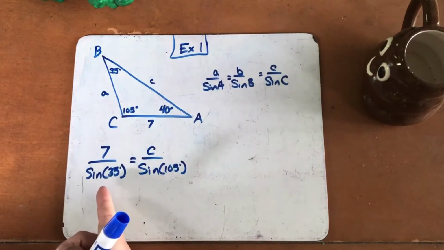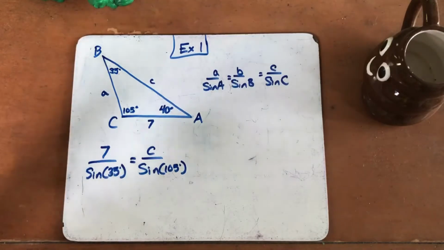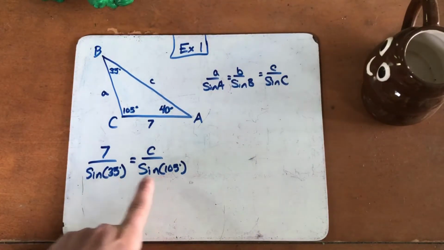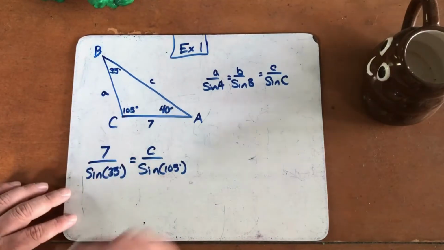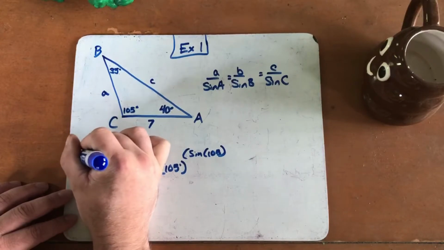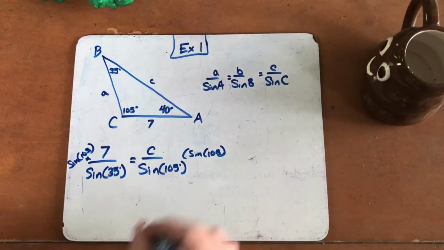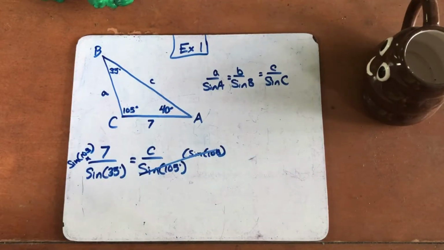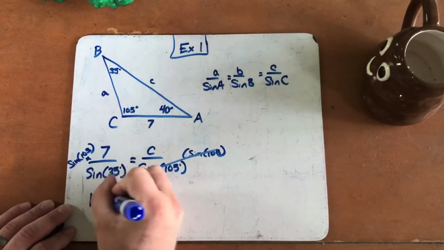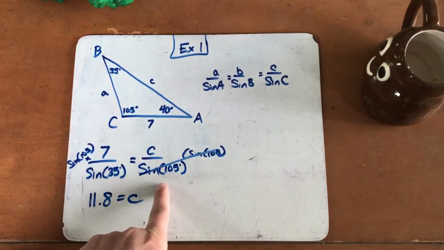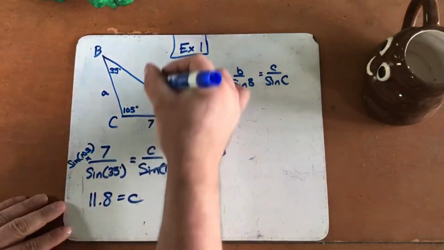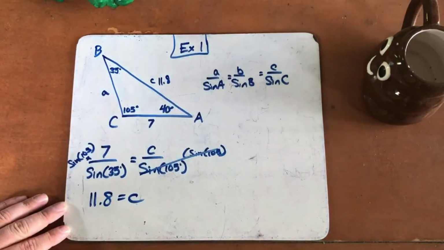the sine of 105 degrees. The sine of 35 is a decimal number, and it's the same with the sine of 105. In order to solve this, I just need to multiply both sides by the sine of 105, and then C will be by itself. The sines of 105 cancel on one side, leaving me with side C. The sine of 105 times 7 divided by the sine of 35 is approximately 11.8. So side C is 11.8, whatever the unit of measurement is.